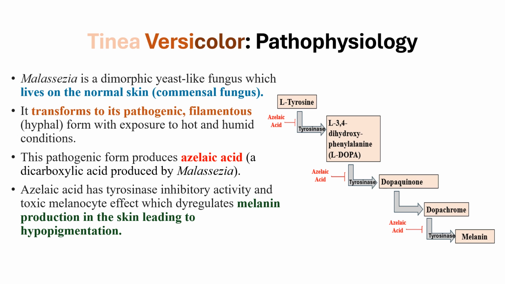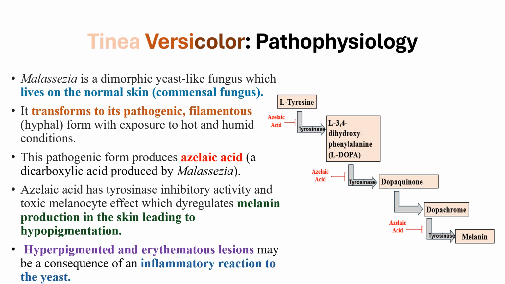And this azelaic acid has a tyrosinase inhibitory activity and its toxic melanocyte effect, which dysregulates melanin production in the skin, leading to hypopigmentation. So, this azelaic acid acts at many sites in the pathway of melanin production, inhibiting tyrosinase. There's also hyperpigmentation and erythematous lesions, which may be a consequence of the inflammatory reaction to the yeast.